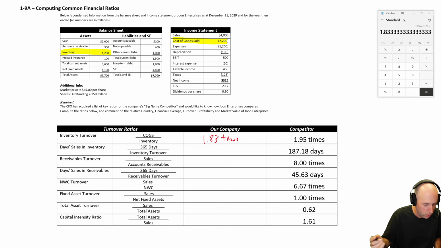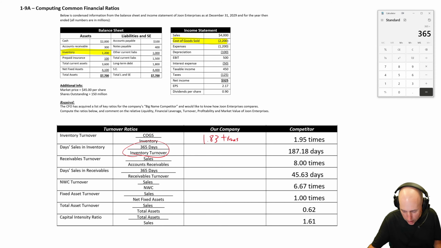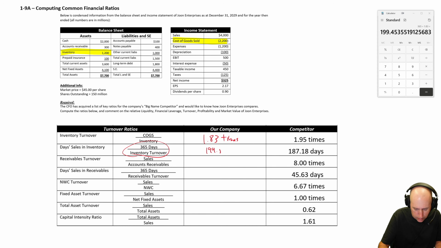They're selling through inventory more regularly than us, and I think that drives home in this next ratio: 365 divided by the inventory turnover. 365 divided by 1.83 is 199.5 days. This is saying, how long is it taking us to sell our inventory? How long is it sitting on the shelf or in a warehouse somewhere? For us, it's about 200 days. For them, it's 187. They're selling quicker than us. That's better. So we're doing worse.